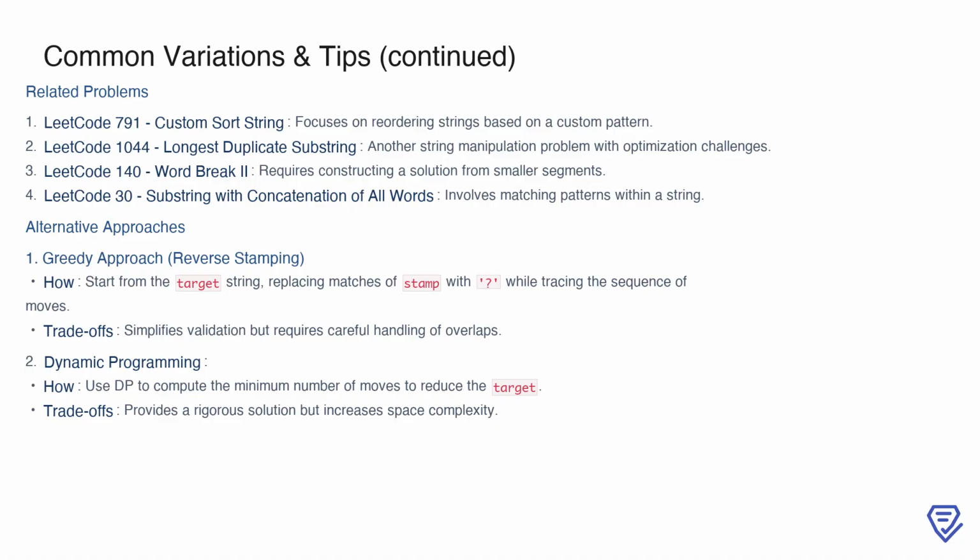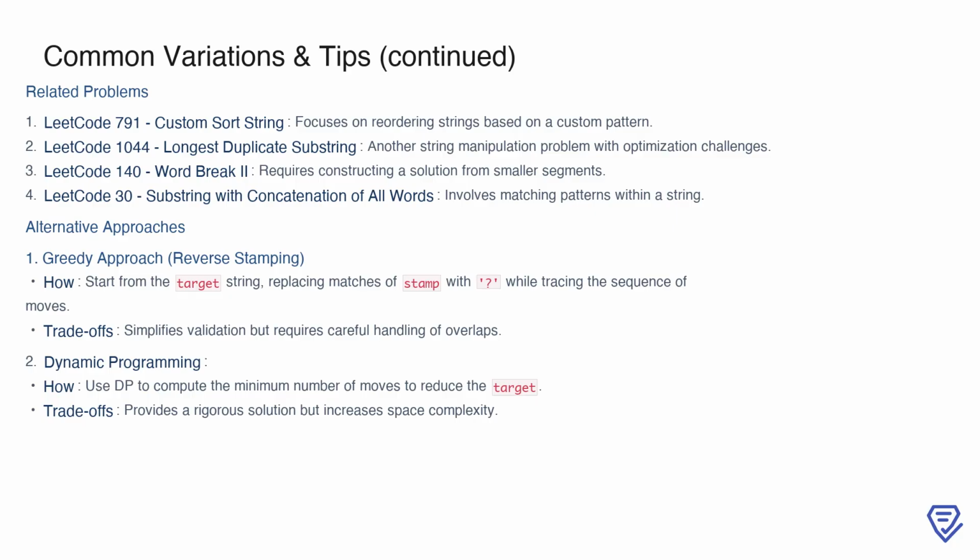This problem also shares similarities with several related problems that can help you build your skills further. For instance, LeetCode 791, Custom Sort String, focuses on reordering strings based on a custom pattern. Then there's LeetCode 1044, Longest Duplicate Substring, which involves optimization challenges in string manipulation. LeetCode 140, Word Break 2, requires you to construct solutions from smaller segments, much like breaking down a target string. Lastly, LeetCode 30, Substring with Concatenation of All Words, deals with matching patterns within a string, presenting similar conceptual challenges.